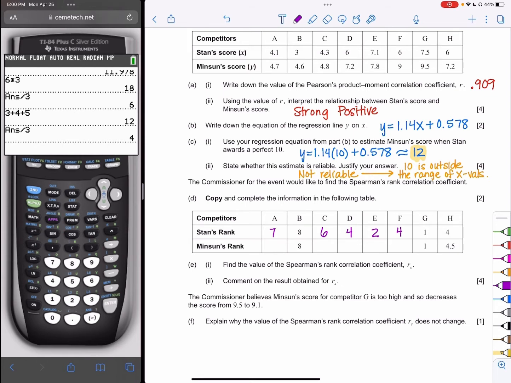All right. Then I want to do the same thing for Min's sons. As you can see, based off the rank for Min's sons, G is going to be ranked 1, which means that F, which has a value of 9 for Min's son's score, is going to be ranked 2.